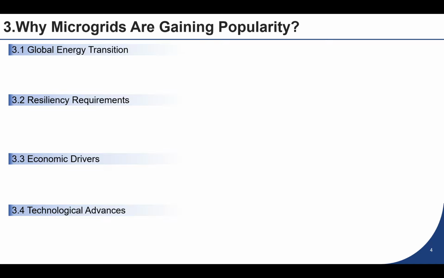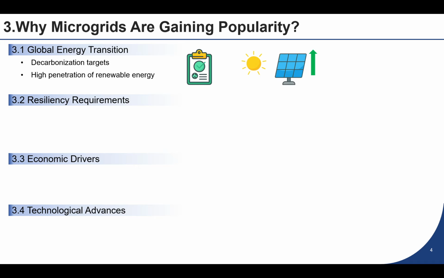Now let's look at why microgrids are becoming increasingly popular around the world. First, the global energy transition plays a major role. Countries worldwide are setting decarbonization targets, which require large-scale integration of clean energy. At the same time, we are seeing a rapid increase in renewable penetration, especially solar and wind power. Another key factor is the electrification of transportation, driven by the fast adoption of electric vehicles. All these trends push the power system toward more distributed and renewable-rich architectures where microgrids naturally fit in.